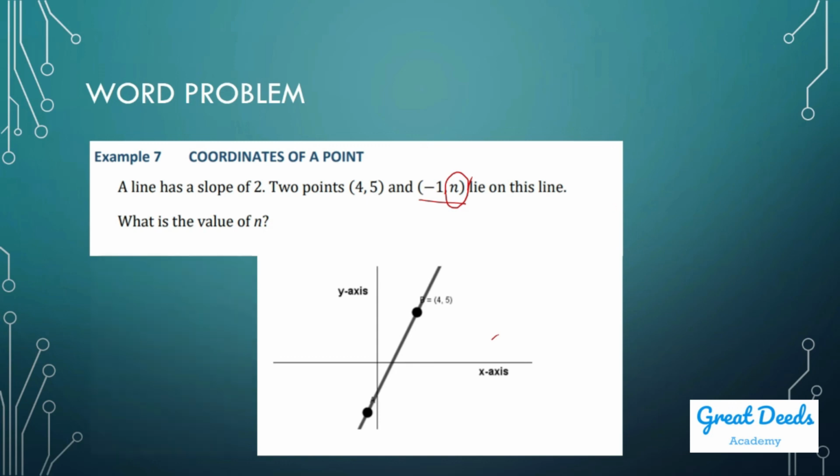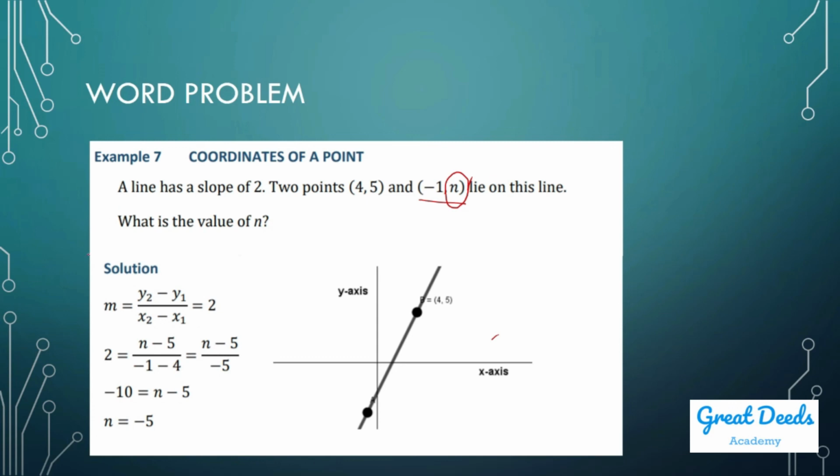So what we do is we set up the equation. The slope is change in y over change in x, and we are told it is equal to 2. By substitution, change in y, n minus 5, divided by -1 minus 4. The slope, which is 2, is equal to (n - 5)/(-5). Solve for n, okay? So we multiply both sides of our equation by -5.